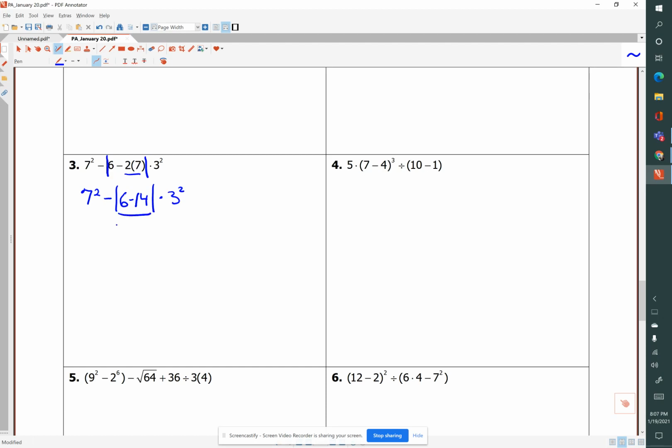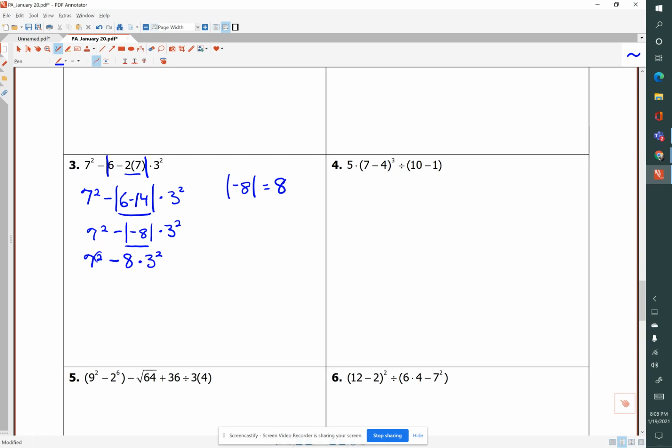Staying inside the absolute value bars, 7 to the second power minus the absolute value of negative 8 times 3 to the second power. Now, still continuing inside the absolute value bars, we'll have 7 to the second power minus, now, what's the absolute value of negative 8? Well, the absolute value of negative 8 equals 8, because absolute value is never negative, because it represents distance from 0. So that would be 7 to the second power minus 8 times 3 to the second power.